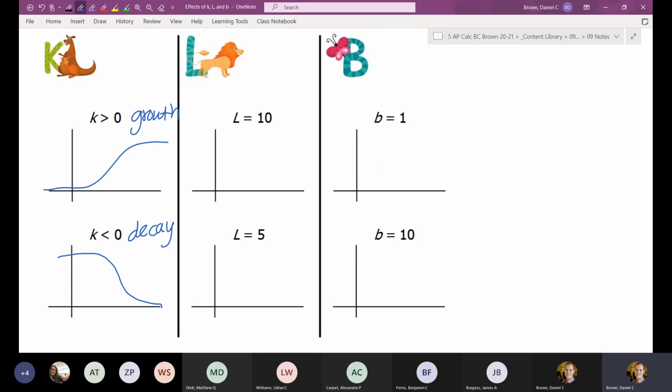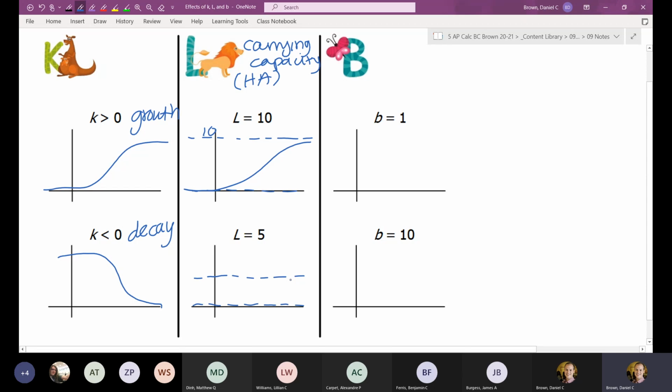We know that L is directly the carrying capacity, which shows up as a horizontal asymptote on the graph. For us, we're not going to have any vertical transformations, so one of our asymptotes will always be the x-axis. Again, that's not true for all logistic equations, but for us, it will always be 0. And then the carrying capacity will always be the second one. So if L is 10, it could look something like that. If L is 5, then it's shrunk down and looks something like that.